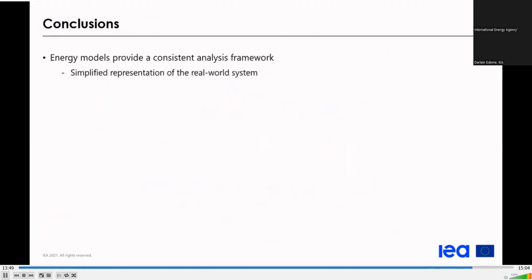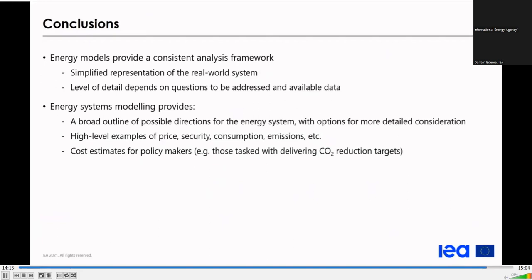To conclude, energy models are a framework which enable analysis, but it is a simplified representation of the real world. And the level of detail, the level of accuracy of the model will depend on what question we want to answer and what data are available. Energy systems modeling provides many inputs. It can provide an outline for different possible directions where the energy system would go depending on assumptions. It gives high-level examples of prices, consumption, emissions, and it can give policymakers cost estimates.